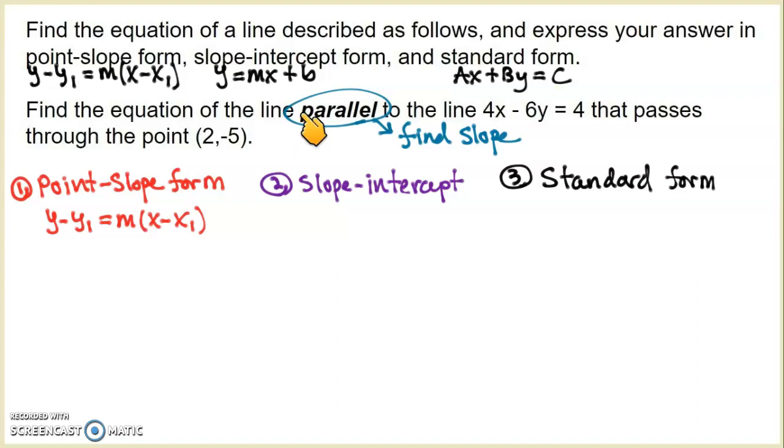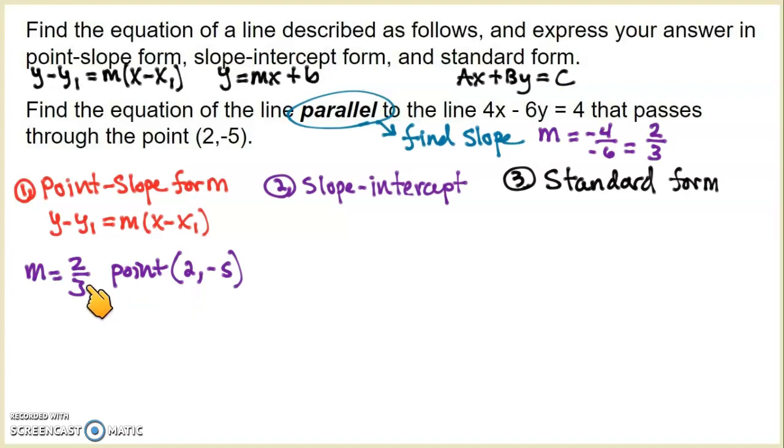I want you to find the slope of this line so that you can write the equation in point-slope form, slope-intercept form, and standard form, that goes through this point. And remember, for parallel, it has to be the same slope. So you can definitely use the opposite of A divided by B to find your slope.